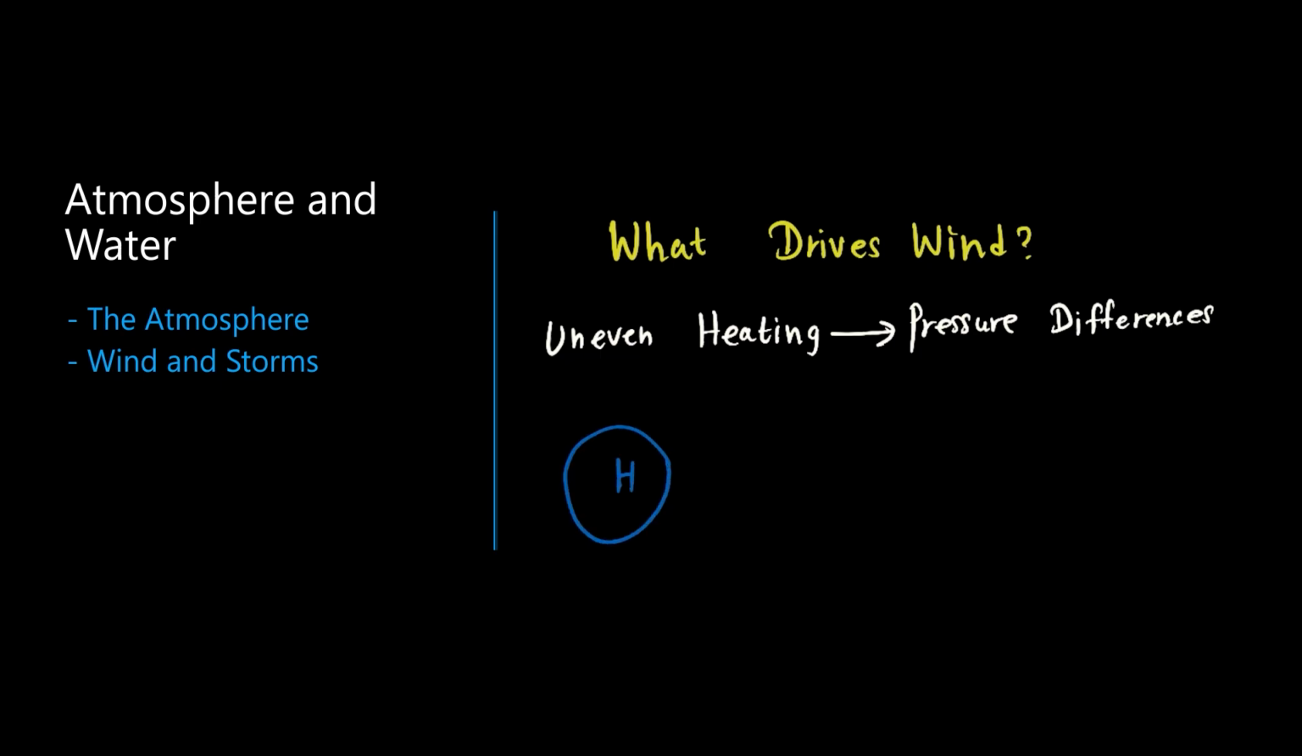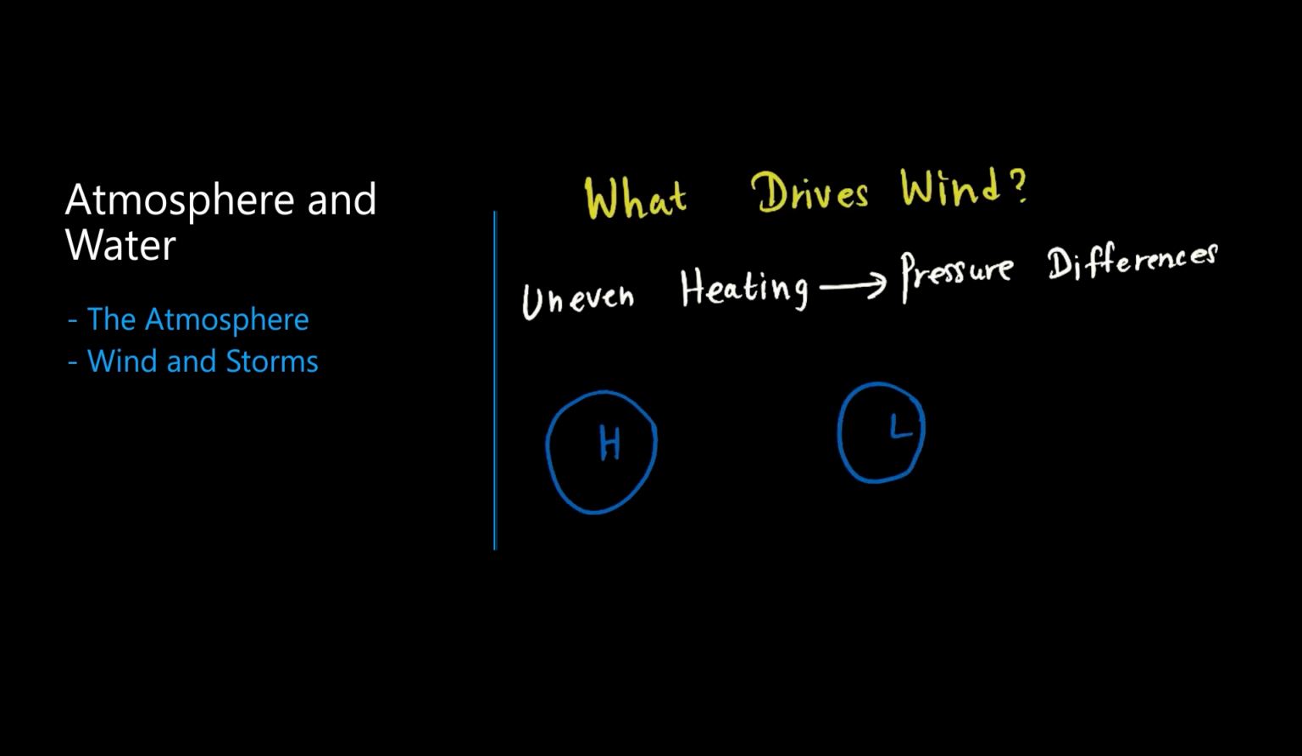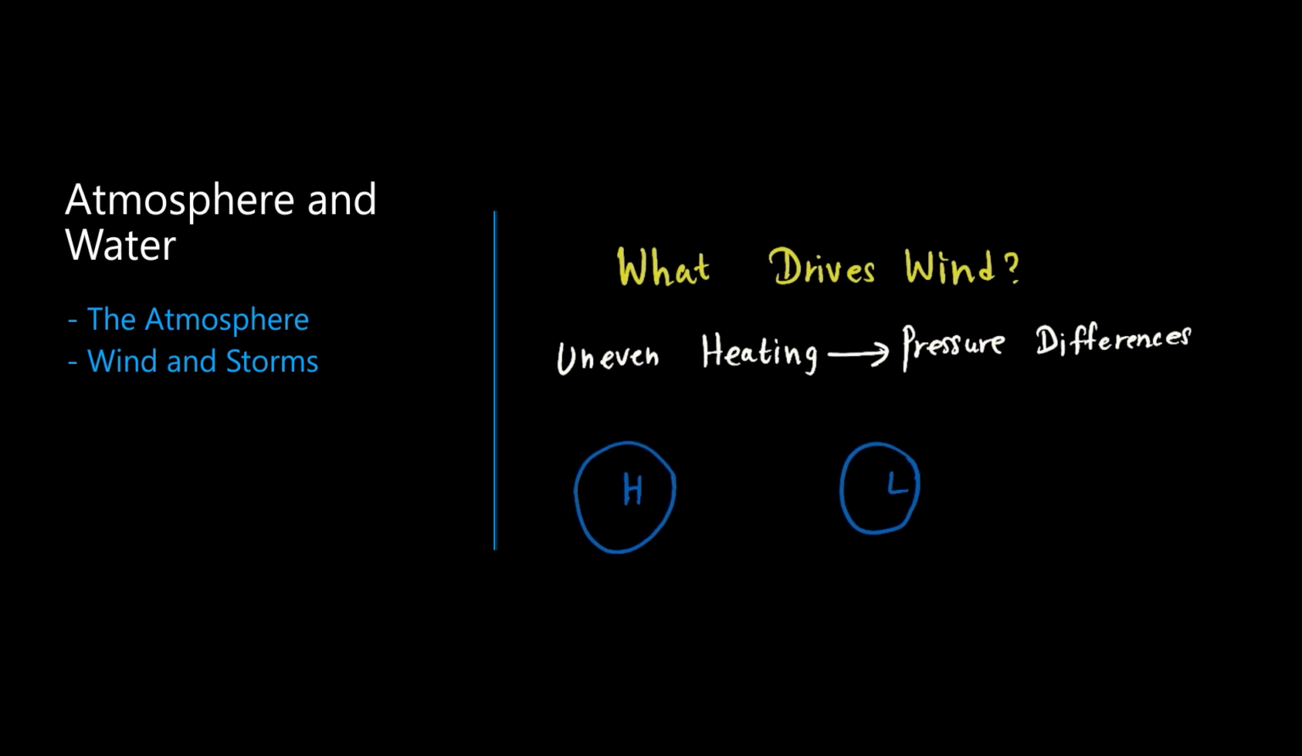However, because the Earth rotates, this air movement is deflected. This is called the Coriolis effect. In the northern hemisphere, moving objects are deflected to the right, and in the southern hemisphere, they are deflected to the left. This effect breaks up the large convection cells into smaller ones and creates the prevailing wind patterns we see on Earth. The boundaries between large air masses of different temperatures are called fronts.